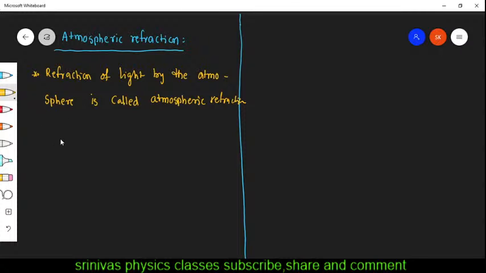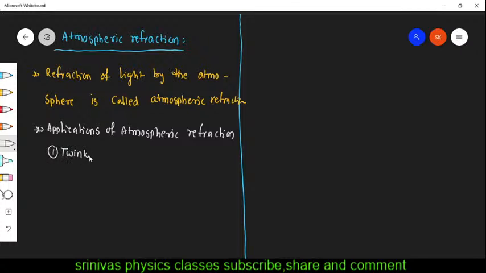Now, what is the effect of this atmospheric refraction? We will see the applications of atmospheric refraction now, what we observe due to atmospheric refraction. I will explain clearly, you listen. The first one is the twinkling of stars, which occurs due to atmospheric refraction.